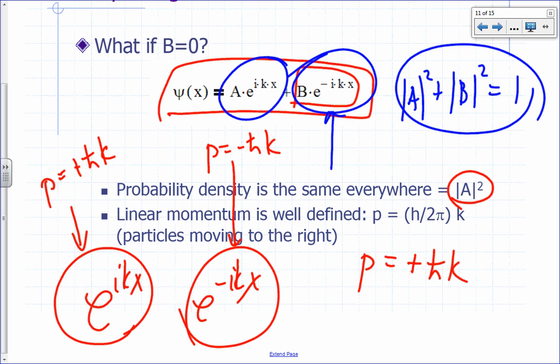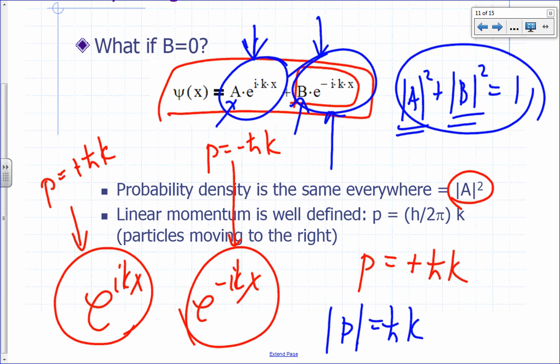So in a way, you can normalize this function in terms of momentum. The magnitude of the momentum is well defined. Okay, so the magnitude of the momentum is h bar k. But in general, there's a likelihood that the particle might be moving to the left, and there's some probability it might be moving to the right. Those probabilities are proportional to the coefficients of these eigenfunctions of the momentum operator.